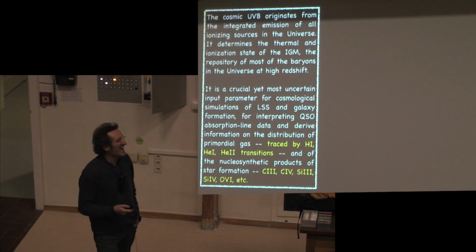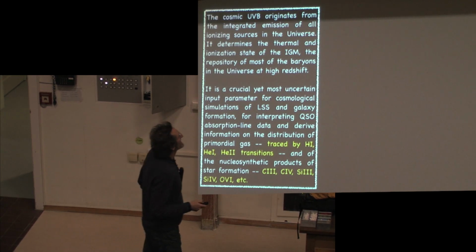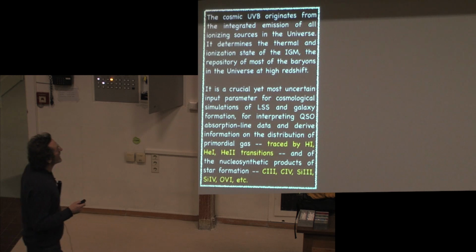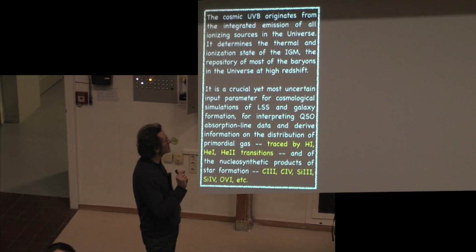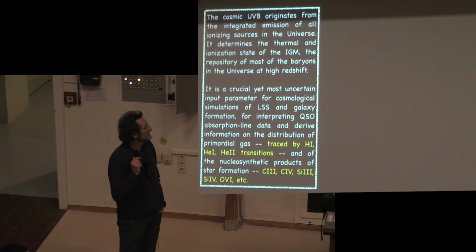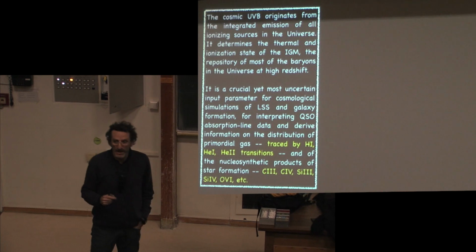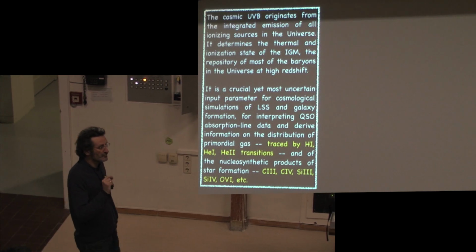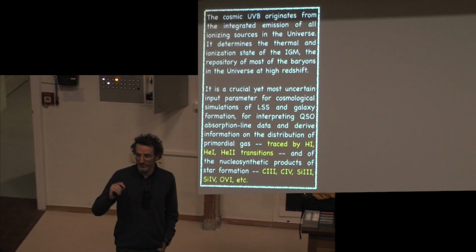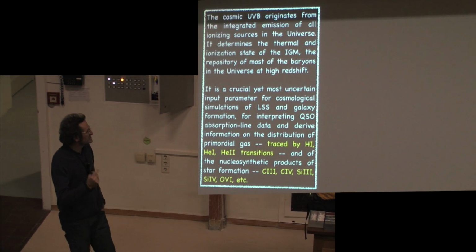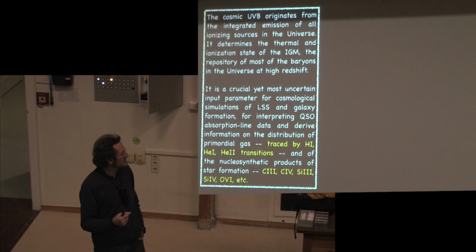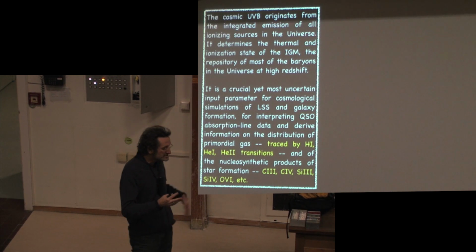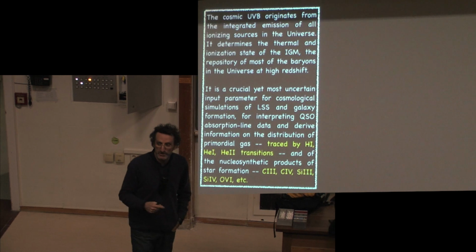Most of the introductions are the same, and it simply says why the UV background is important. It's an important quantity because it determines the thermal and the ionization state of the IGM, which is where most of the baryons are. It's important for numerical simulations of galaxy formation and of the large-scale structure, and in interpreting quasar absorption line data and deriving information about the distribution of metals in the universe.